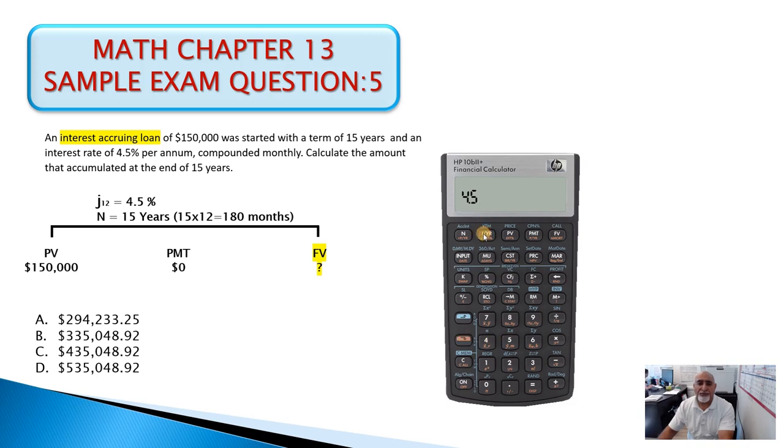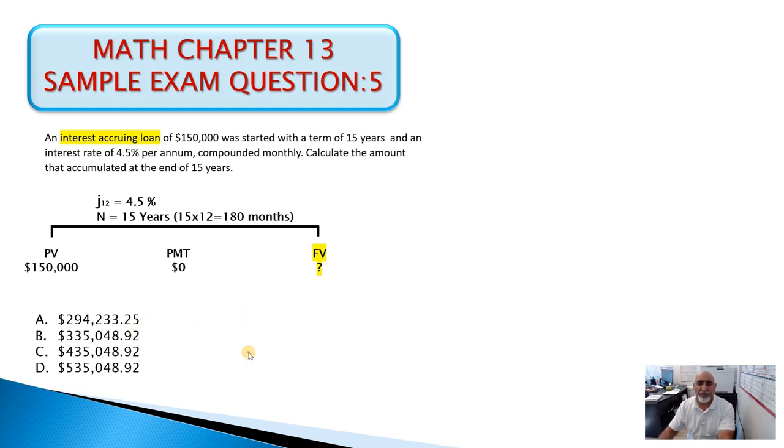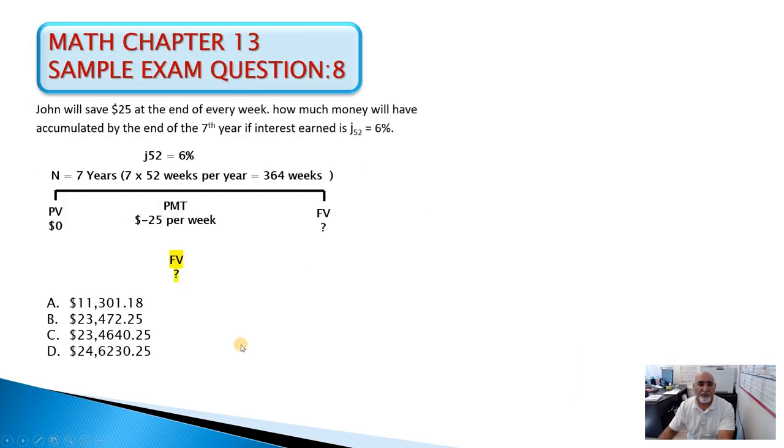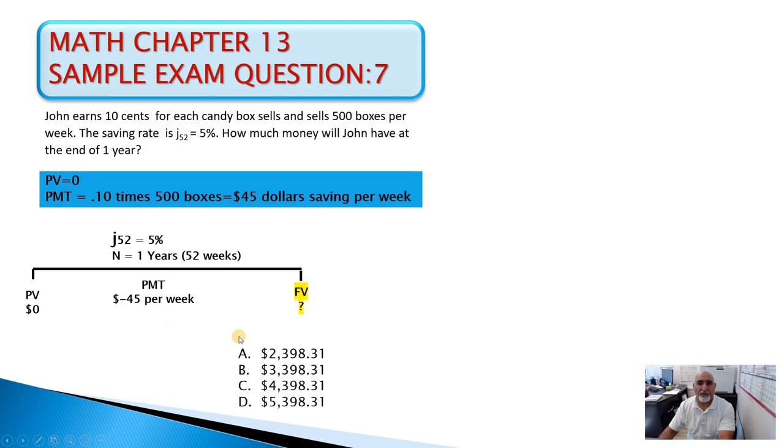N is 15 years, so 15 times 12, 180. I use my regular calculator to do the arithmetic. Okay, and N is 180, and this has been done. PV is $150,000. 0 for payment, and FV is 294. That's number 1 is my answer. Let's go back just for a second.